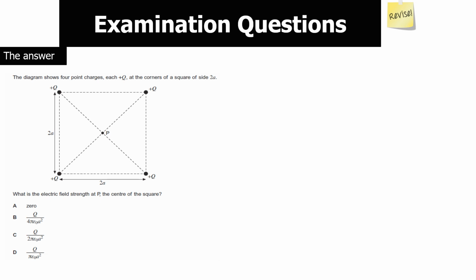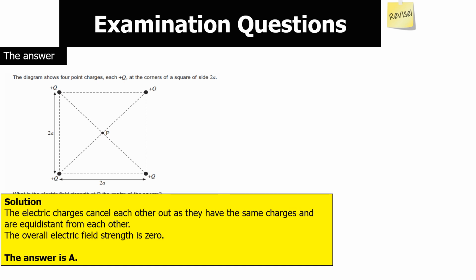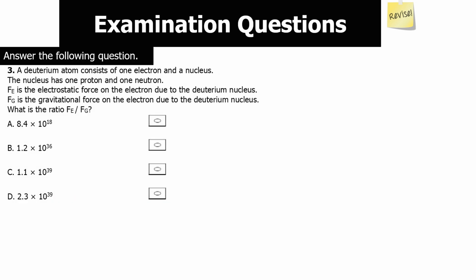Right, so the answer here is A, because the electrical charges cancel each other out as they each have the same charge and they're equidistant away from each other. So therefore, the overall electrical field strength, which is a vector, will cancel out because they're all acting at the same strength at the same distance from that centre point P. The answer is A.